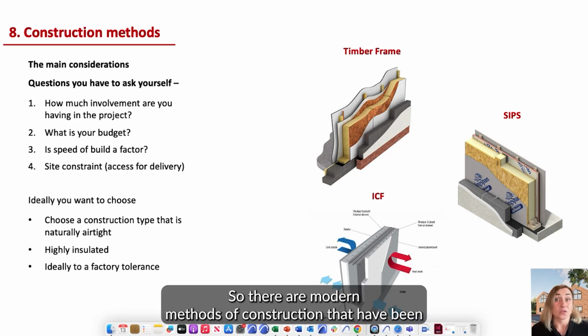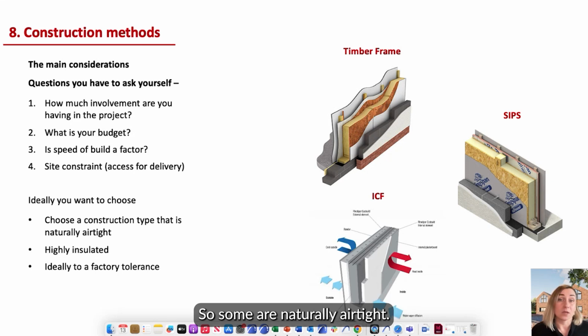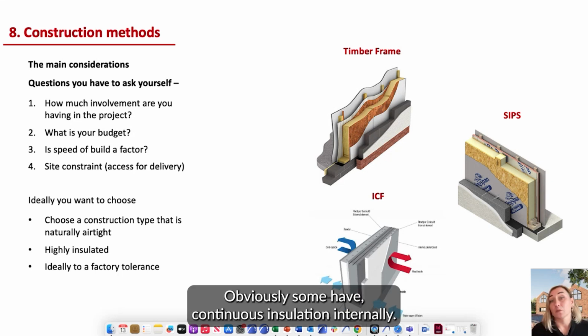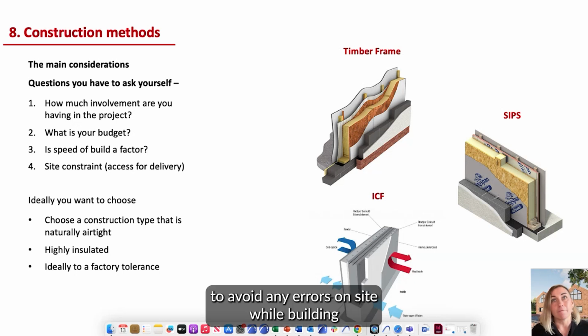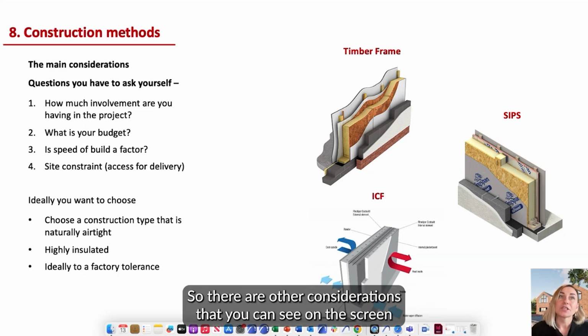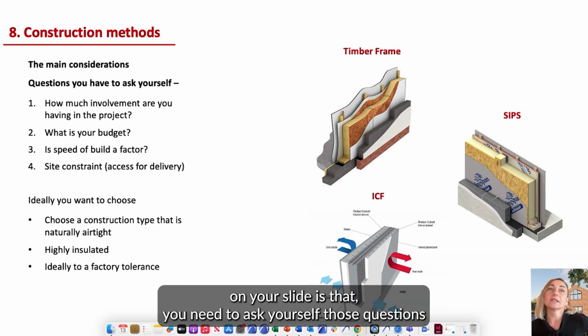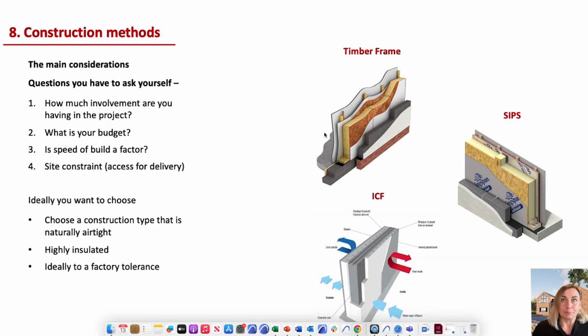So there are modern methods of construction that have been specifically developed to deal with those aspects of a fabric first approach. Some are naturally airtight, some have continuous insulation internally, and it's much easier to avoid errors on site while building with those methods, particularly if they are factory made. There are other considerations you can see on the slide, questions you need to ask yourself, and that will help you in your construction choice as well.